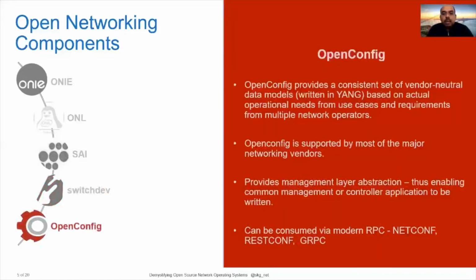OpenConfig. Till now, we have seen abstraction at a lower layer. OpenConfig provides a higher layer management abstraction. It provides a vendor-independent data model to provision and manage your network devices. Its initial models were contributed by Google and other network operators. Currently, all the major networking vendors support OpenConfig models. It enables you to write common management and controller applications for your network devices. You can use this model with modern network management protocols like REST, gRPC, and NETCONF.